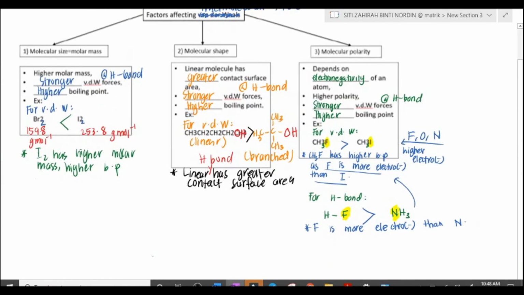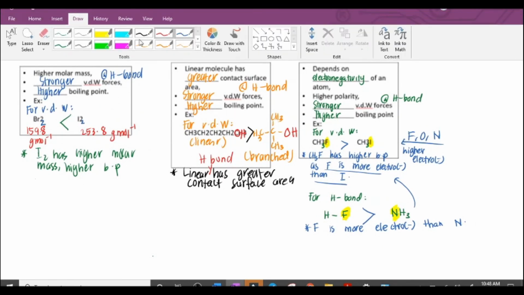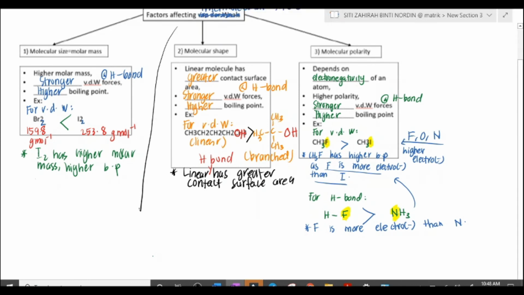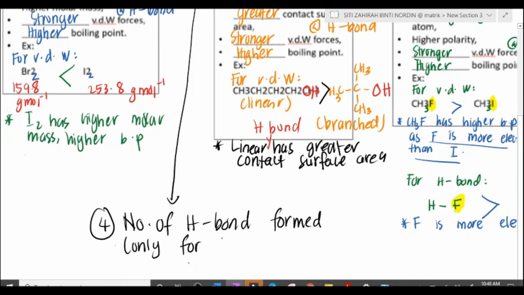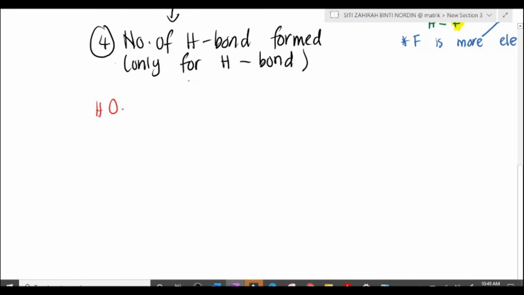Class, there is a fourth factor which is only applicable for hydrogen bond, which is that you have to consider the number of hydrogen bonds formed. But beware, this is only applicable if you want to compare two molecules that both have hydrogen bonds. So let's compare this molecule that has two OH on it. This molecule is called a diol. Di means two OH.